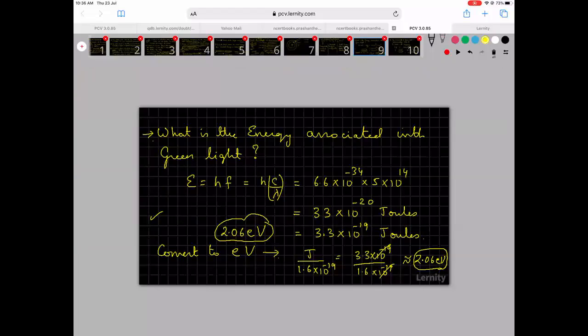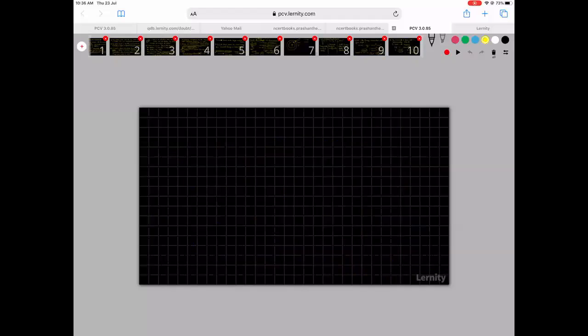Okay, if this is understood, a 100-watt bulb emits monochromatic light of wavelength 400 nanometer.